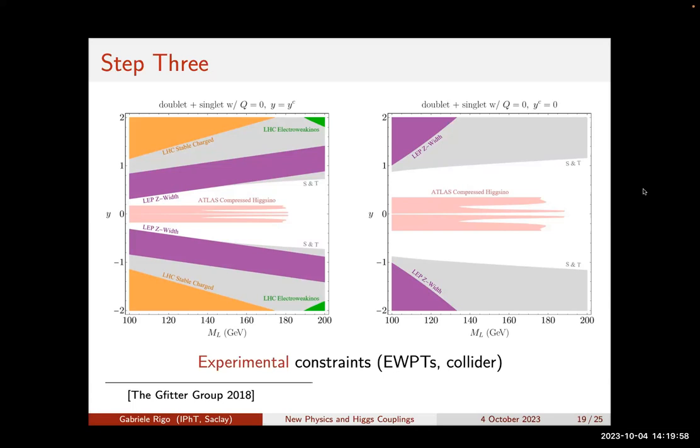At the end of the day, yes, we did take into account direct searches, but the relevant constraints again will come from electroweak precision, which is not unexpected in these extensions. The white area is allowed. Everything else is constrained.